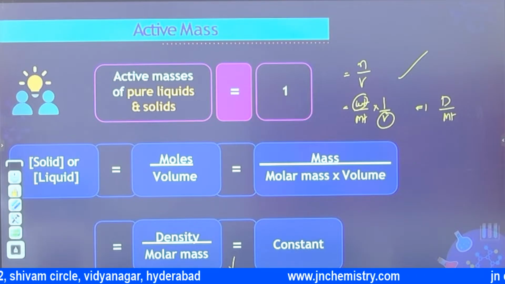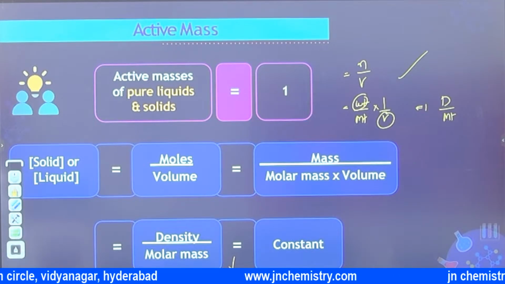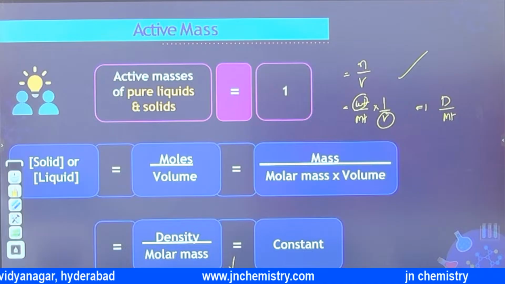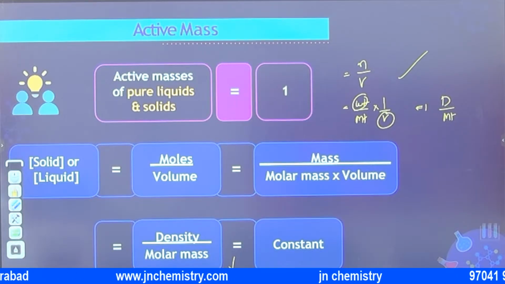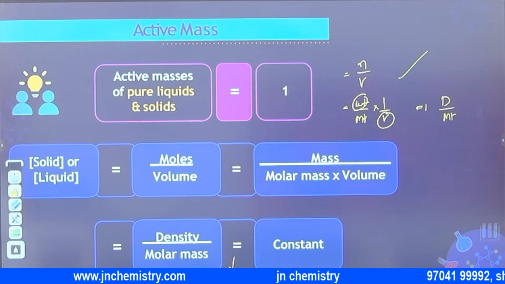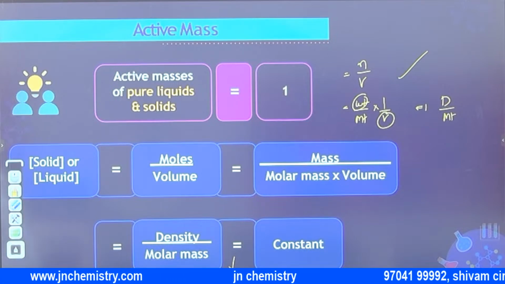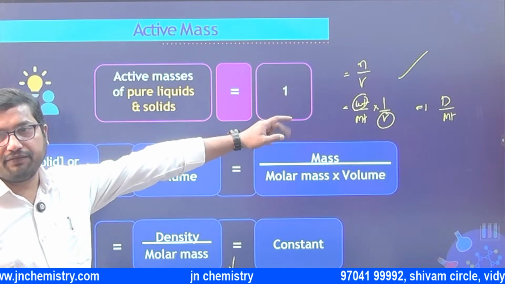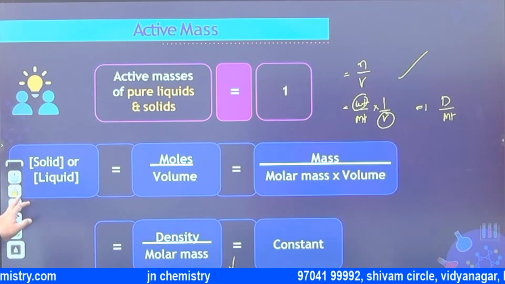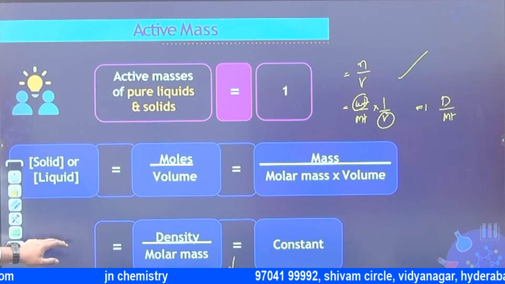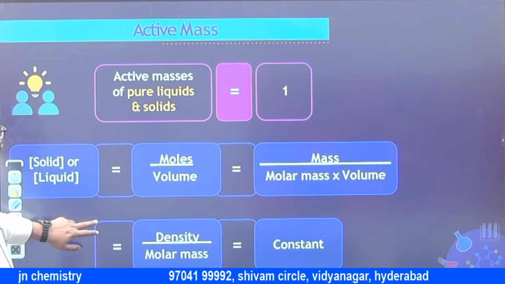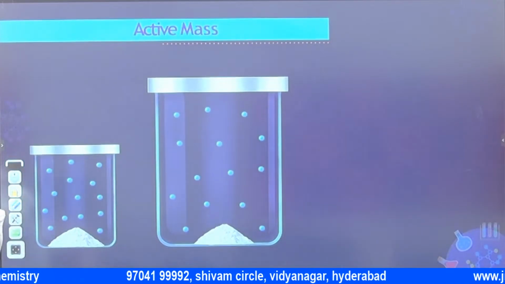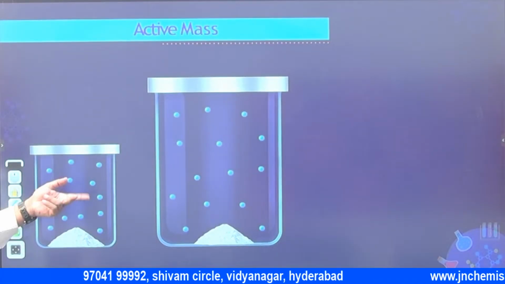Understood? Nothing but molarity. n by V is nothing but molarity. Shall I move on? So, active mass.